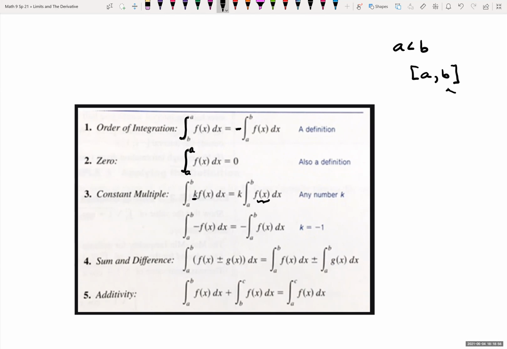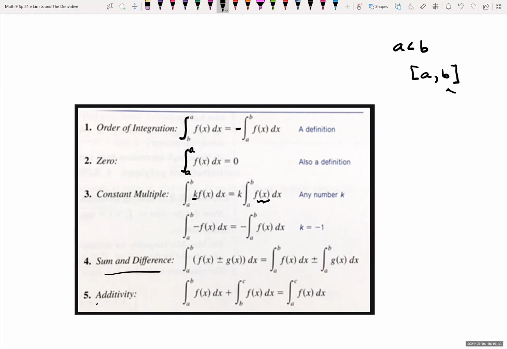If we had a function that had more than one term, and we were adding and subtracting terms, we could think of each term as a separate function, and we could take the antiderivative of each term. So this is the same idea as the sum and difference here. So the integral from A to B of f of x plus or minus g of x dx can be rewritten as the integral from A to B of f of x dx plus or minus, depending on what sign it was, the integral from A to B of g of x dx.